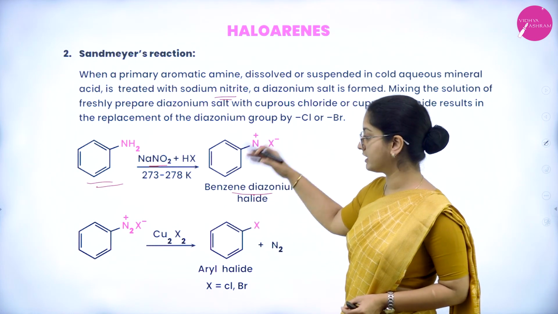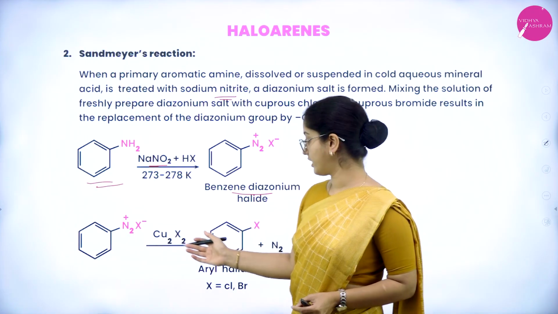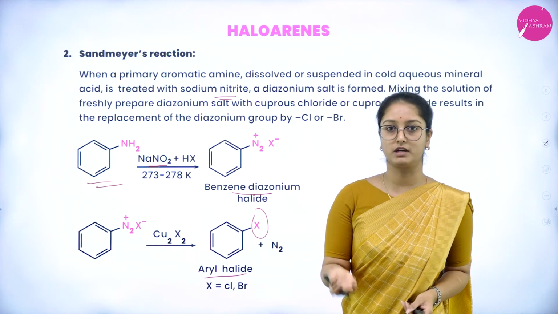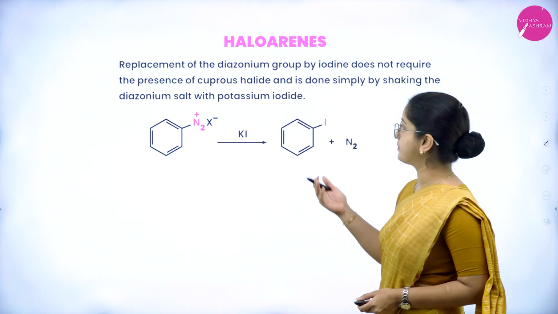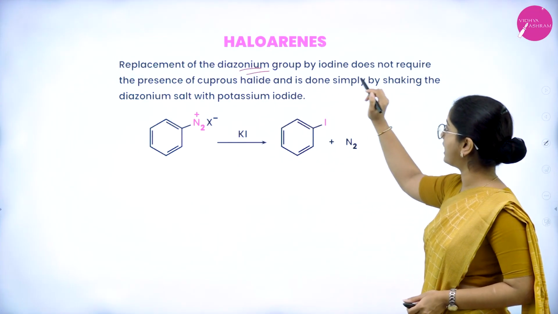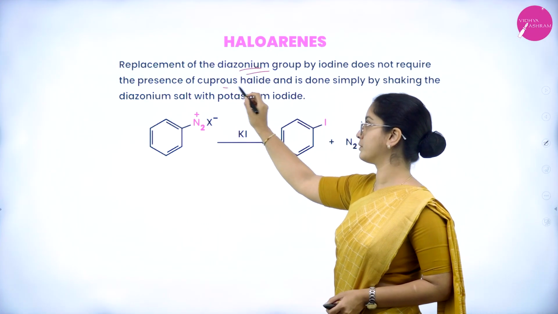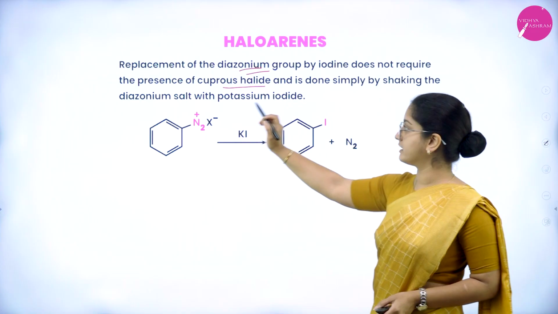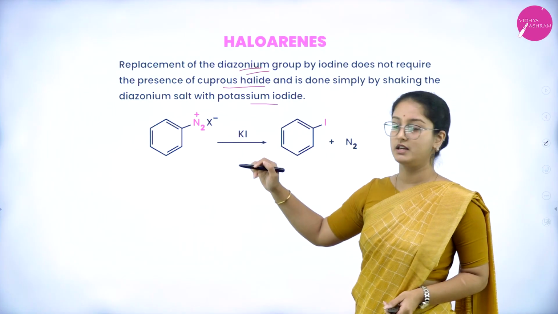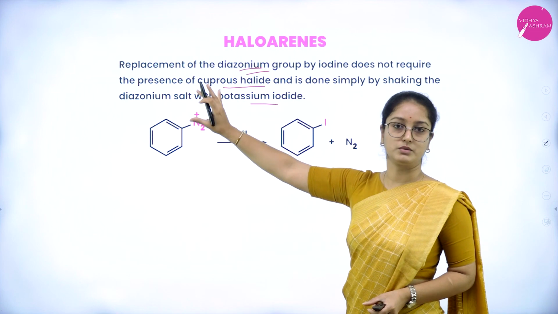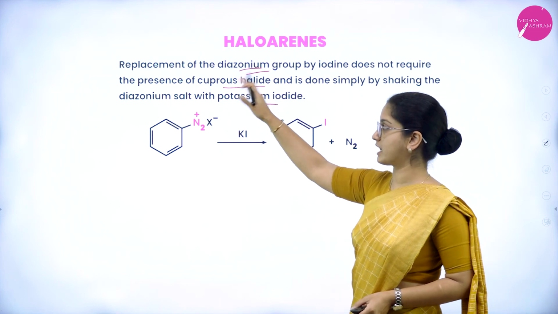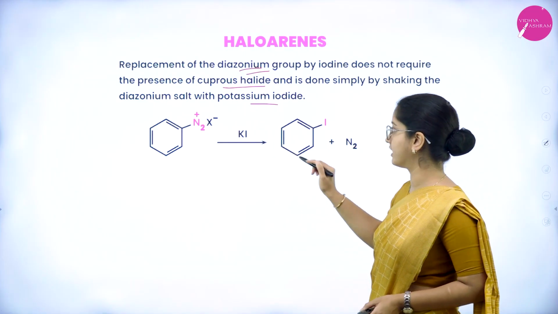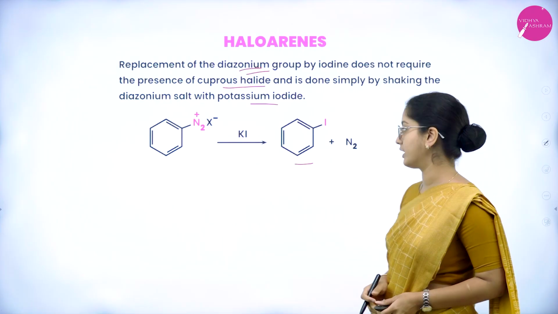This salt can be further treated with cuprous halide. So therefore you get aryl halide. In the equation, X represents halogens. It can be chlorine or bromine. So next, replacement of the diazonium group by iodine does not require the presence of cuprous halide, as happened in the case of chlorine or bromine, and is done simply by shaking the diazonium salt with potassium iodide. So to introduce iodine into the benzene, it is not necessary to react in the presence of cuprous halide. Therefore it can react with potassium iodide to give the aryl iodide from the diazonium salt.